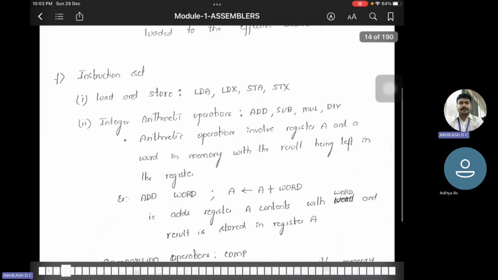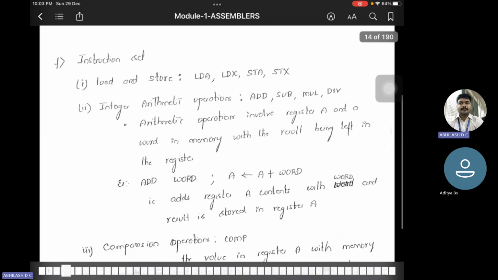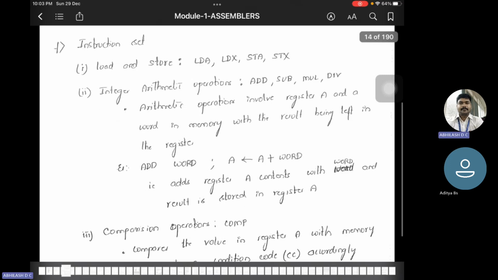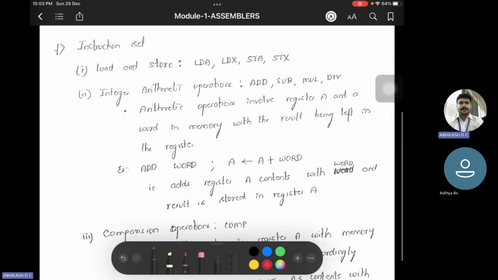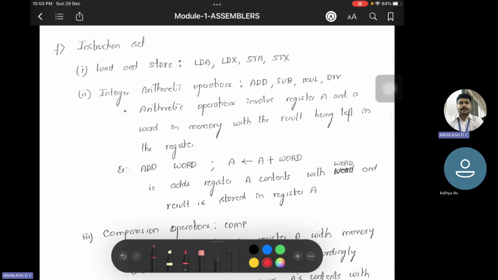So next is the instruction set. In the instruction set, we have instructions related to load and store, right? LDA stands for load into accumulator, LDX stands for load into index register, STA stores from the accumulator, and STX stores from the index register.